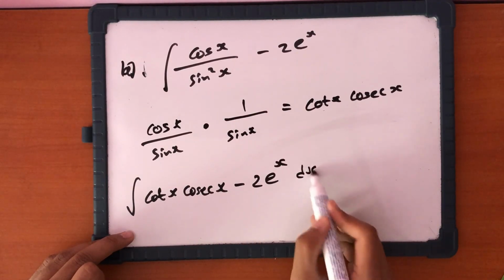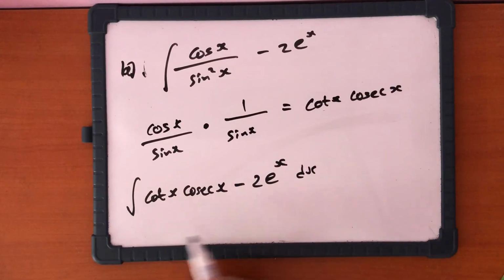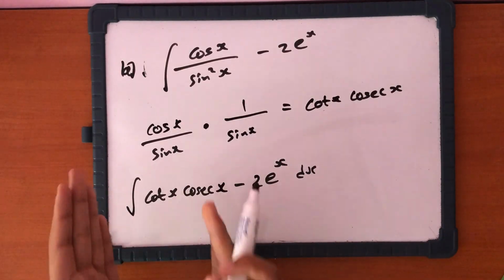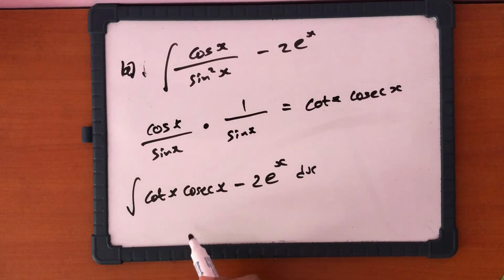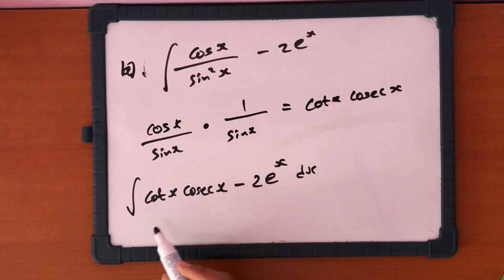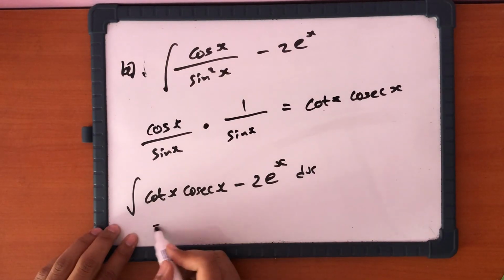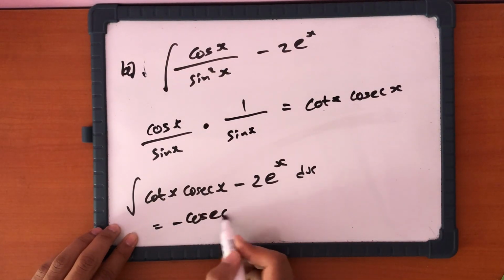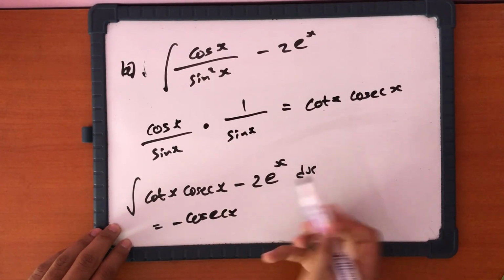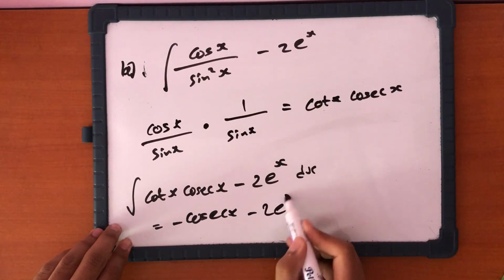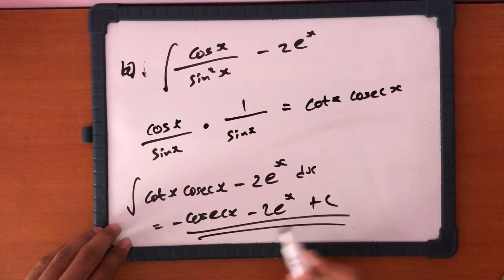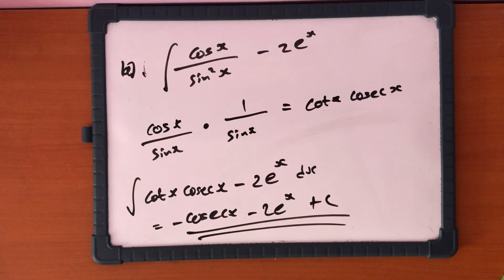Now again the integral sign is distributive, so you integrate each term separately. From a definition I gave you, the integral of cot cosec is negative cosec, so this becomes negative cosec x, and because this is e raised to x, it remains the same, plus c. This is the integral. There you go.